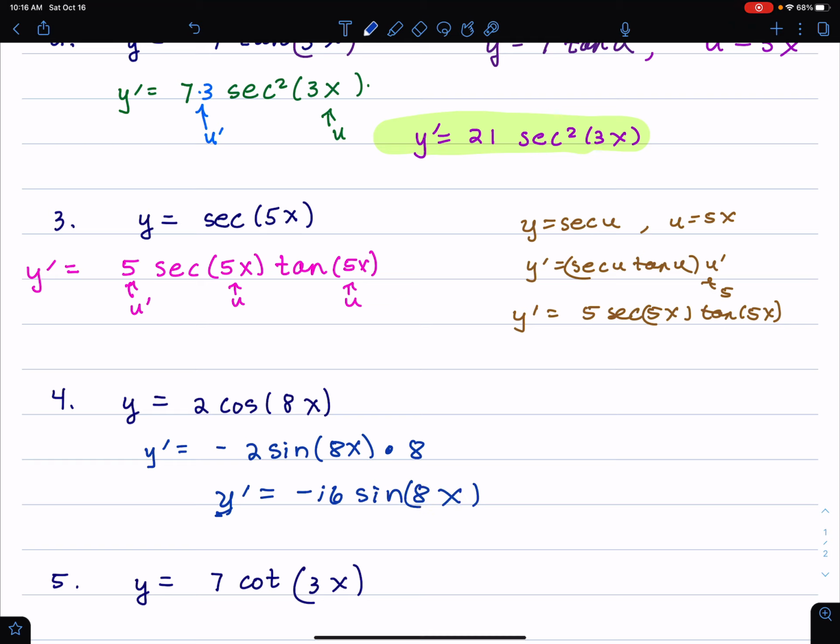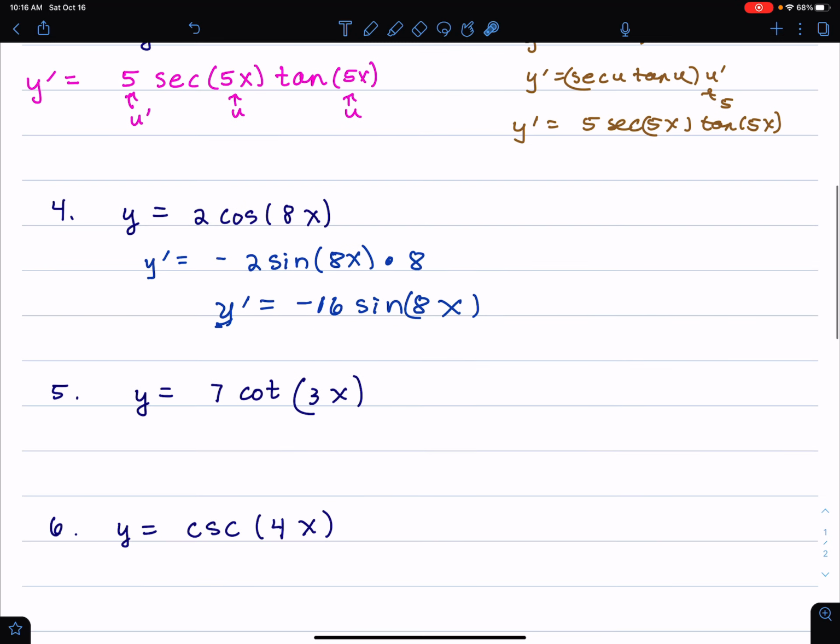By the way, remember that all the functions that have a co, when you take the derivative, give a negative. All the ones without a co don't give a negative.